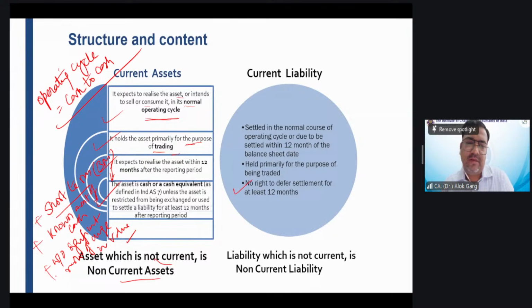Let me explain with the help of an example. A company has purchased shares of a listed company, and some mutual funds also. So friends, if the company has purchased shares or mutual funds from the market, and wants to sell them within 3 months from the date of investment, can the company do it? Can the company sell mutual funds or listed company shares within 3 months from the date of investment?